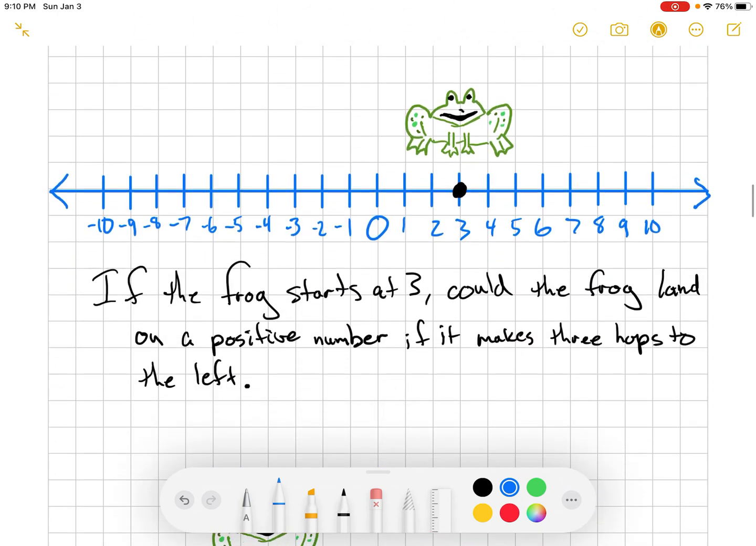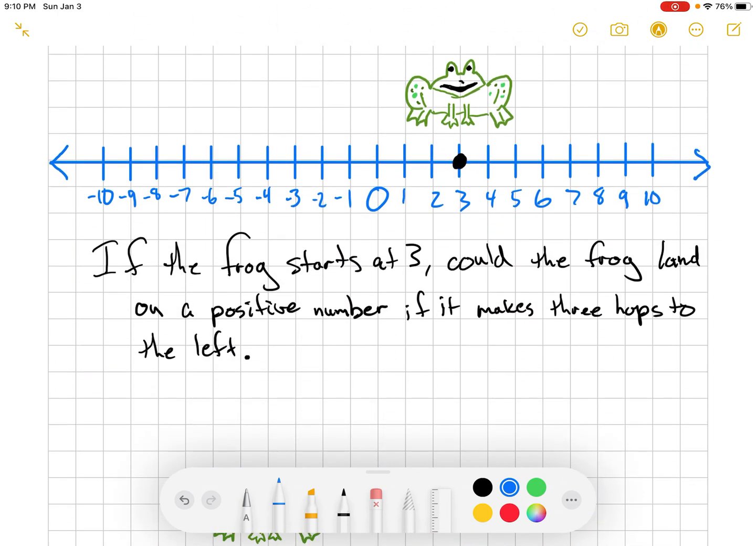So, okay. Here we go, we got our frog again. If the frog starts at 3, could the frog land on a positive number if it makes 3 hops to the left? Pause and try this for a moment. All right, hopefully you tried this out, took 3 hops. The smallest hop I can make right now is 1 unit, 2, then 3. Could it make it to positive? The answer is no. 0 is not positive, it's not negative either.